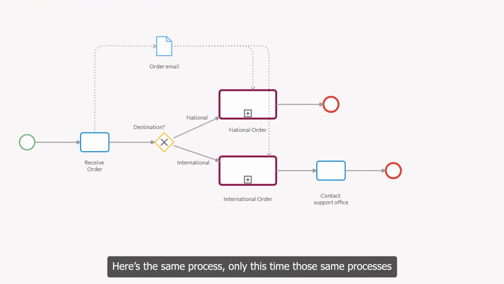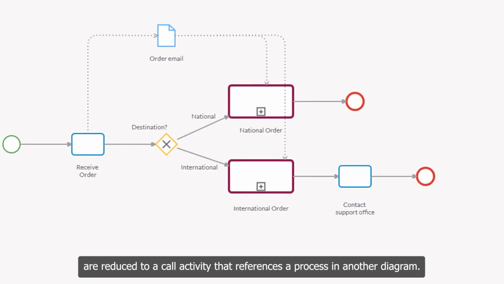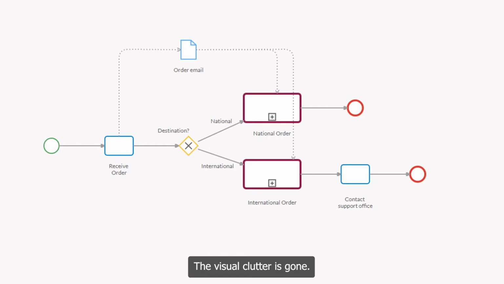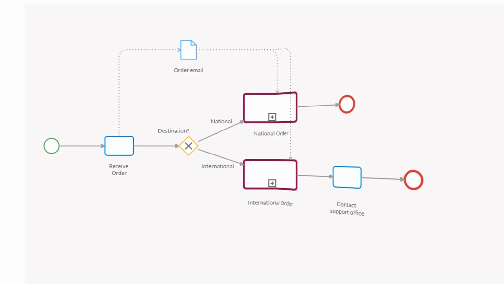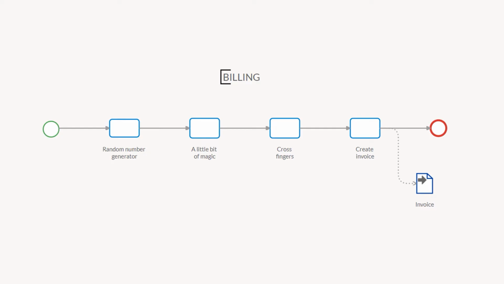Here's the same process, only this time those same processes are reduced to a call activity that references a process in another diagram. The visual clutter is gone. The model is no less complex but so much easier to understand. The same process can be referenced multiple times.